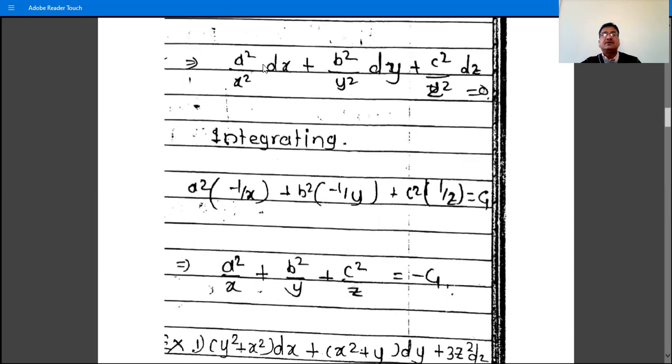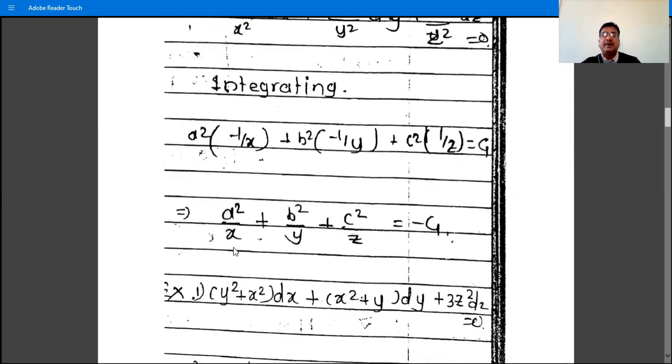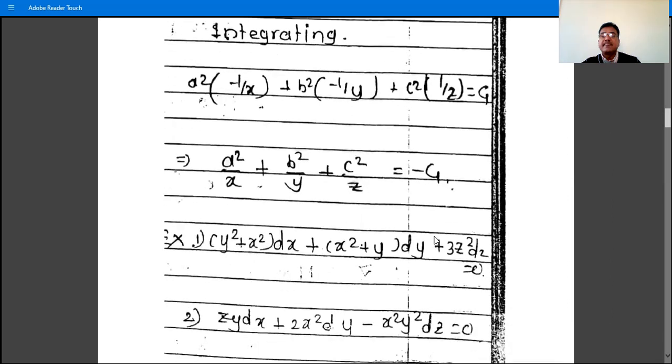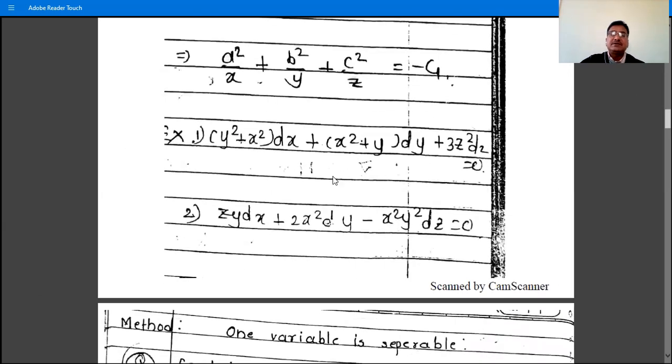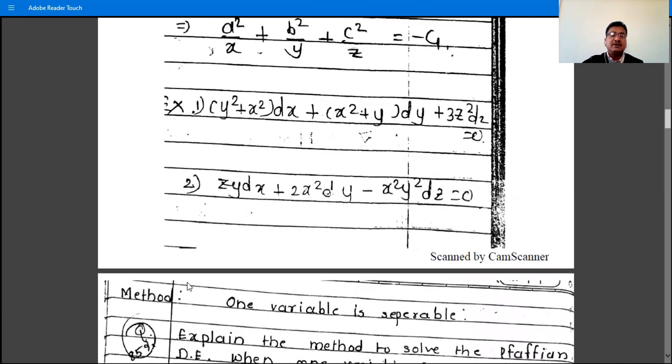Then just integrate. The derivative of 1 by x is minus 1 by x square, so the integration of 1 by x square is minus 1 by x. Integration of 1 by y square is minus 1 by y, and integration of 1 by z square is minus 1 by z. And then we have the answer: a square by x plus b square by y plus c square by z is equal to minus c1. Write this minus c1 as another constant c1 dash, and this is the general solution of the given differential equation, or called the complete integral of the given differential equation.